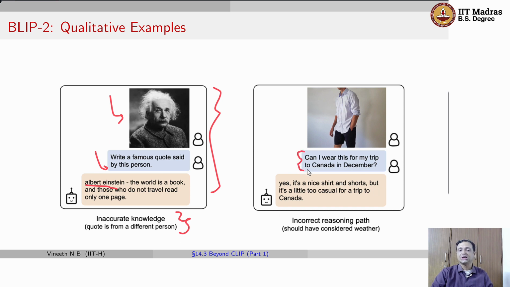Similarly, here is an image, and if I say can I wear this for my trip to Canada in December, the model says yes, it's a nice shirt and shorts, but it's a little too casual for a trip to Canada. Right, but then it completely ignores the weather component in this outcome. So it works quite well, has a few limitations, but there are more extensive results in the paper which I'll request you to go over.